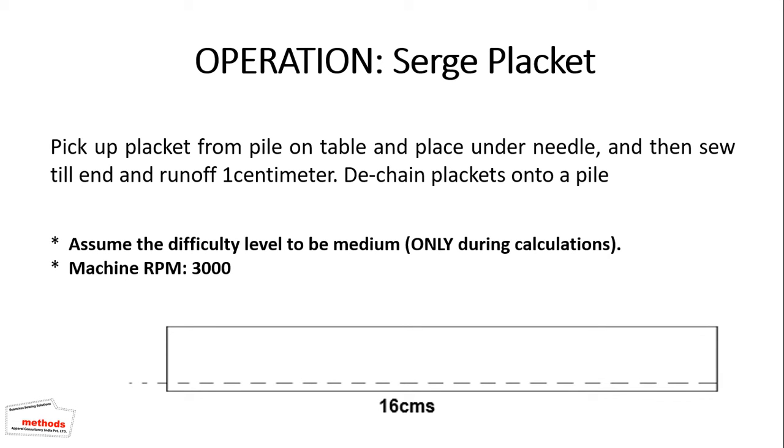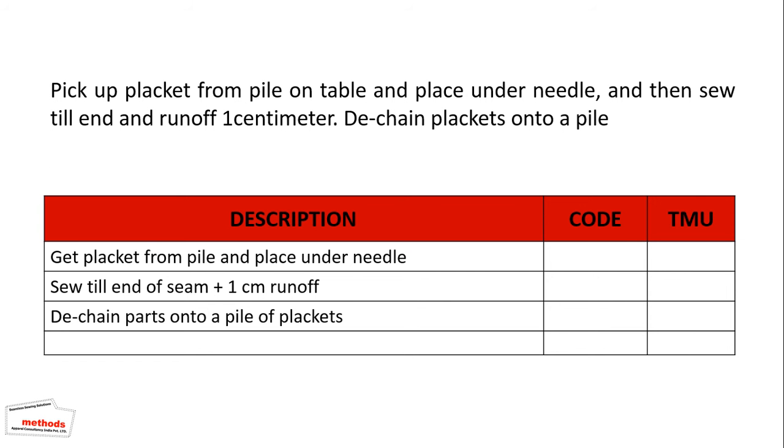The second parameter states the machine RPM to be 3000. Also, we have a pictorial representation of the placket over here, where the length is shown to be 16 centimeters plus a runoff of 1 centimeter approximately. So according to the description provided of the operation, we break it down into 3 code descriptions, which is to pick up placket first, then a sewing code for sewing till end, and then dechaining parts.